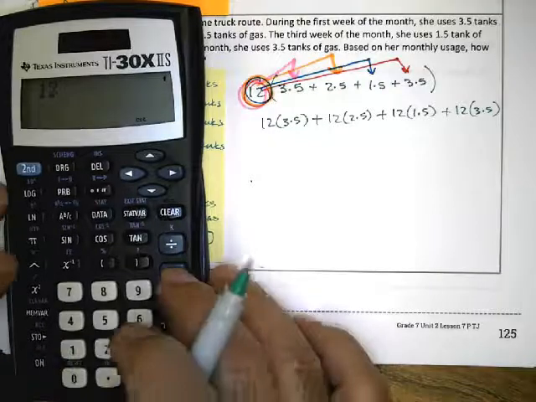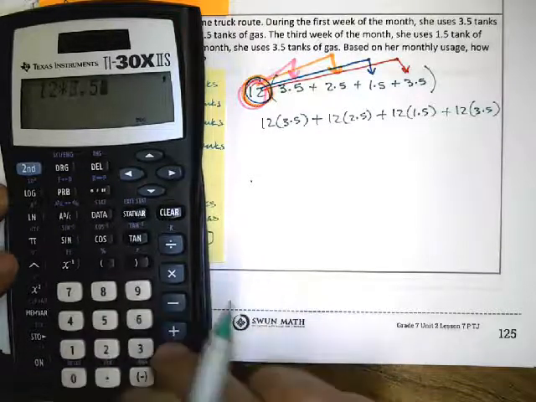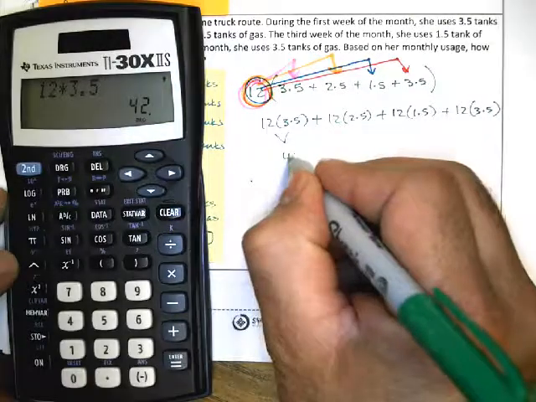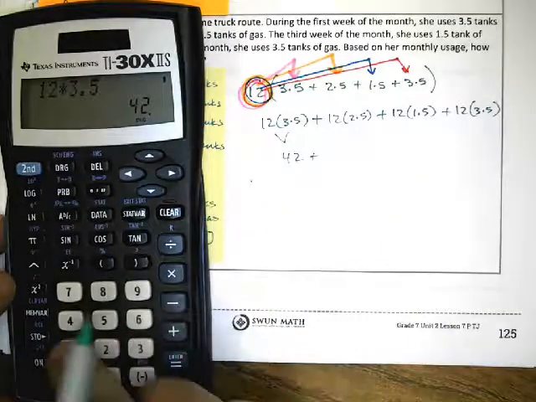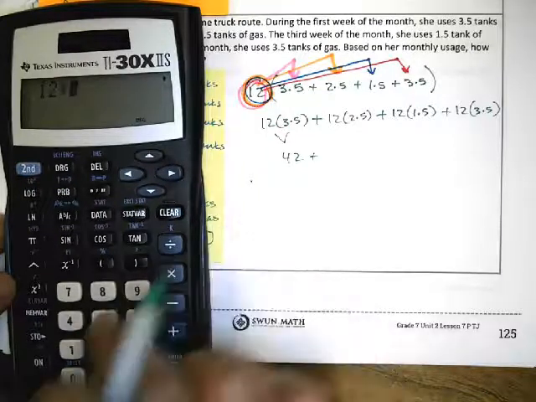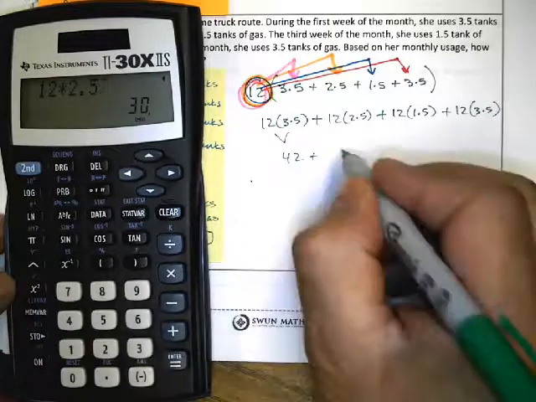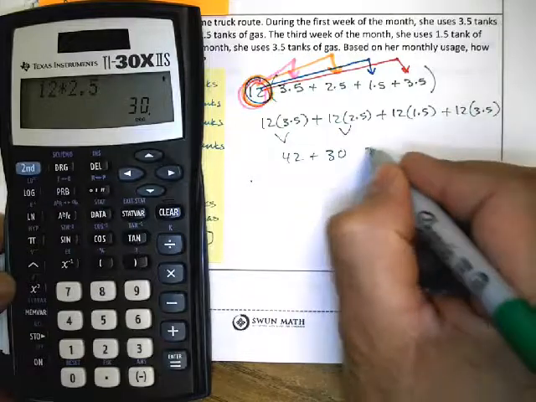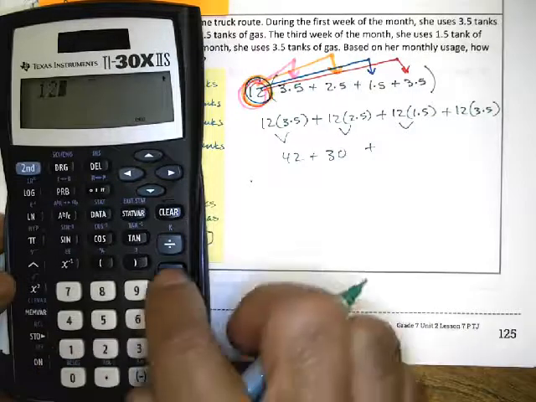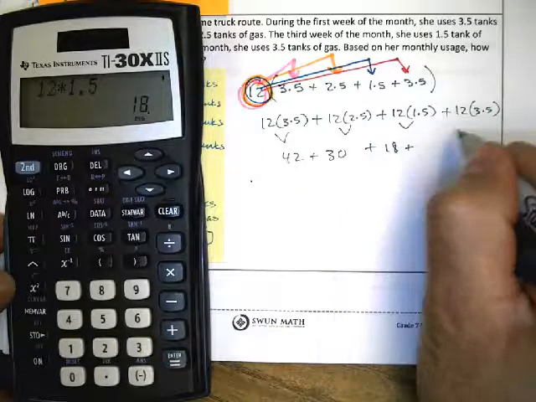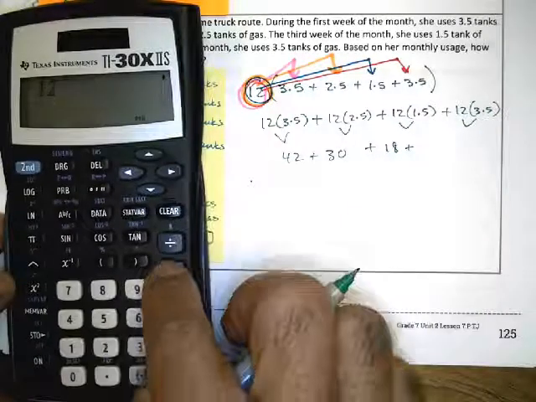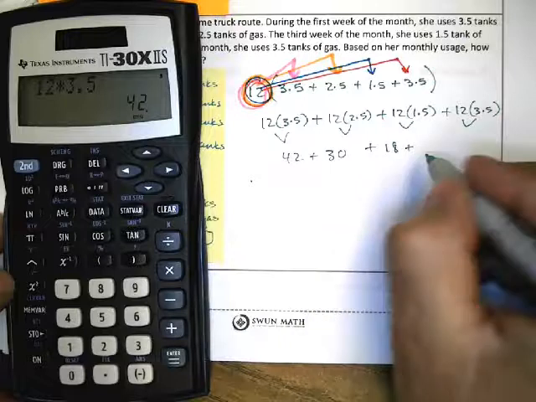And now I'm just going to multiply my numbers. 12 times 3.5 is equal to 42. Since all my numbers are positives, all my answers will be positive, so I don't have to worry about that. Times 2.5, that would be 30. Now this other one, 12 times 1.5 is 18. And the last one, 12 times 3.5, that would be 42.